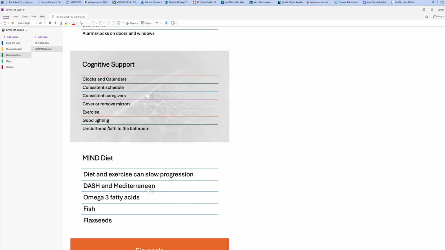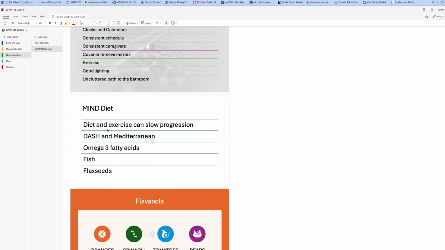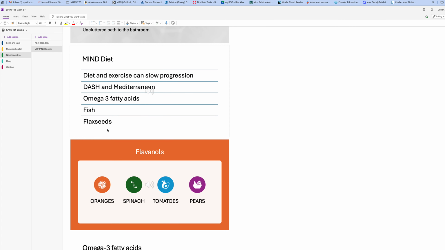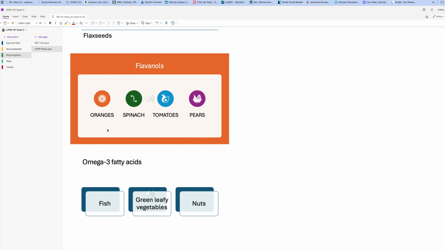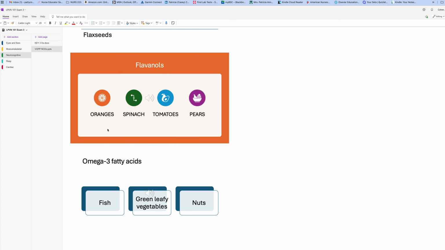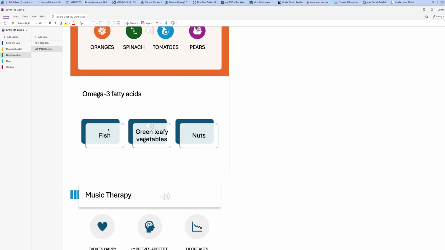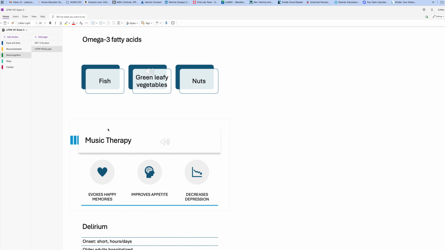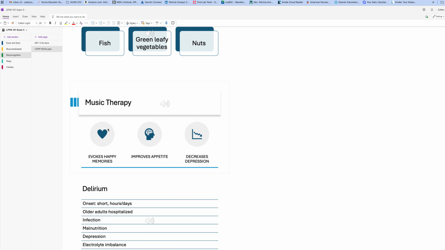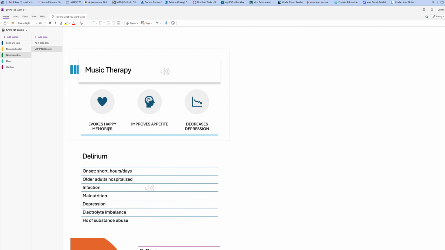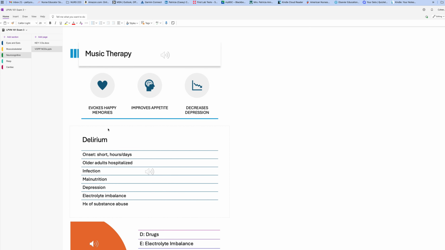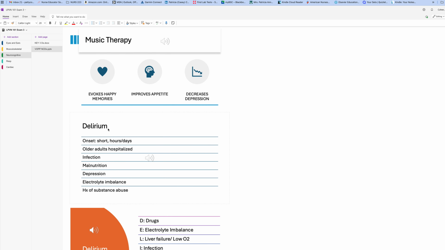The MIND diet. This can help slow progression. So it's a combination of the DASH and Mediterranean. Flavonols also can help. Those are foods that are high in flavonols. Omega-3 fatty acids, so you should know that from fundamentals, right? Music therapy is very good because it evokes happy memories. It improves appetite and decreases depression.